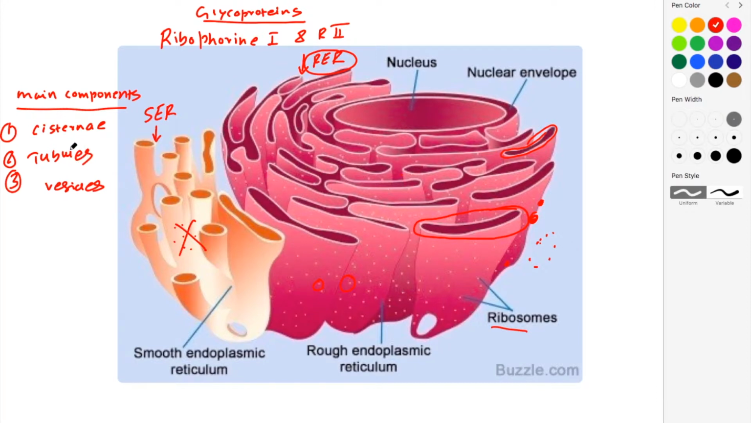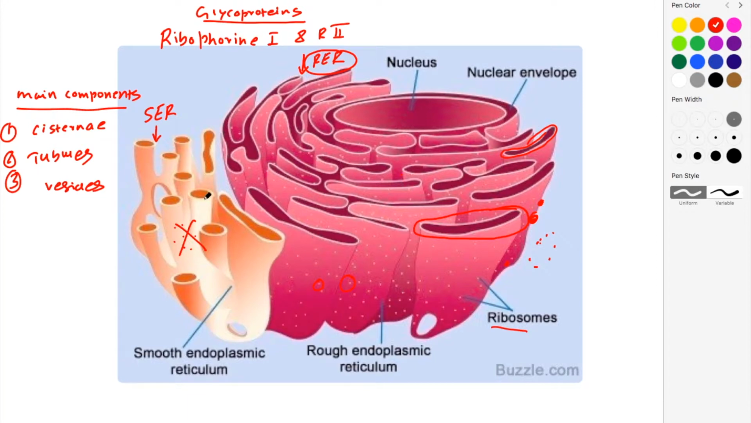Okay, and it depends. Usually tubules are present in smooth endoplasmic reticulum, like a tubular structure. They do not have ribosomes, but sometimes it may happen that you have ribosomes on them too, but they are usually absent.